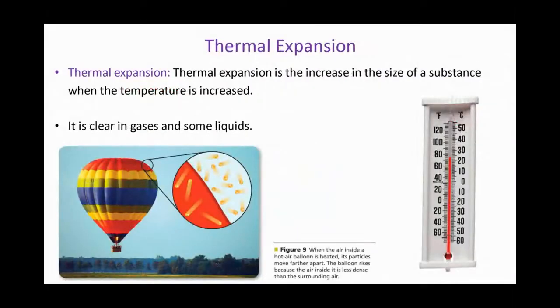So the thermal expansion, التمدد الحراري, is an increase in the size, an increase of the volume of the material of a substance when the temperature is increased. So when you increase the temperature of a substance, this will increase the kinetic energy, as we said before. So the kinetic energy also will increase.